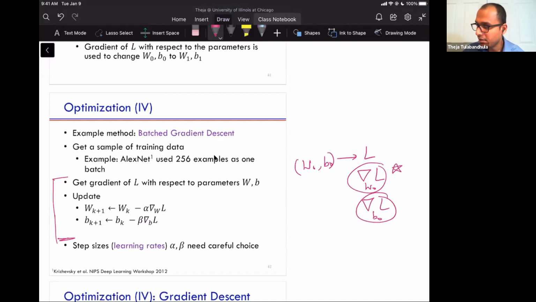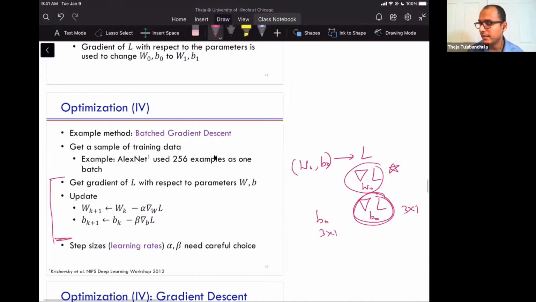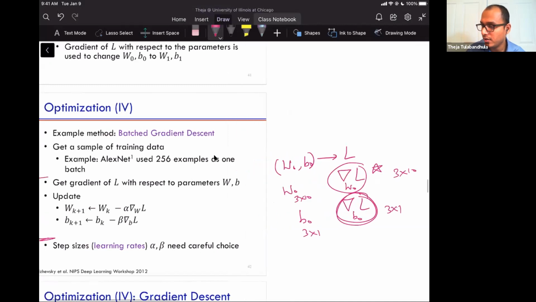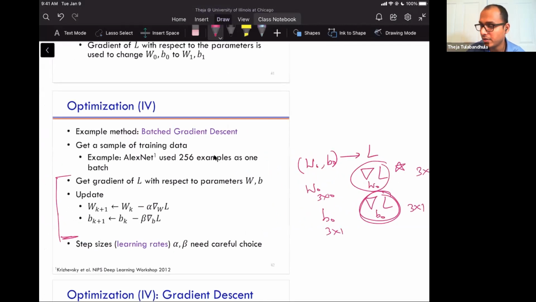As I said, if B naught is 3 cross 1, then the gradient is also 3 cross 1. This crazy-looking symbol is just a stand-in for the gradient. If W naught is 3 cross 10, then this gradient is also 3 cross 10, in the sense that it's also a matrix. And so the update rule that I mentioned, going from the previous W to the next W, is as simple as adding. In particular, it's actually subtracting.